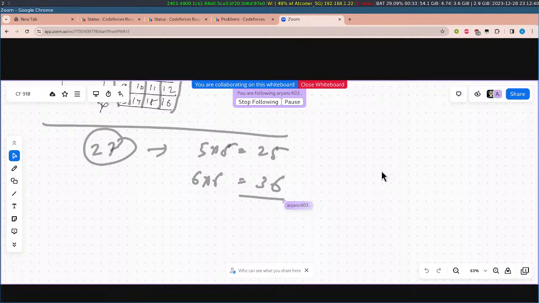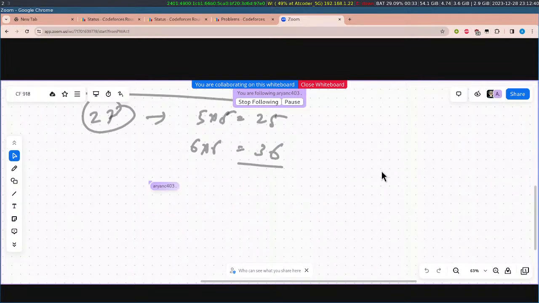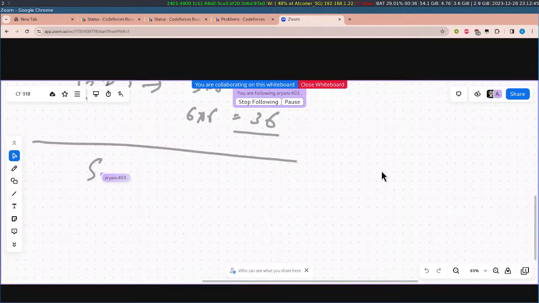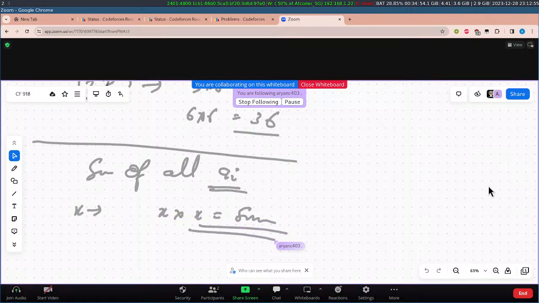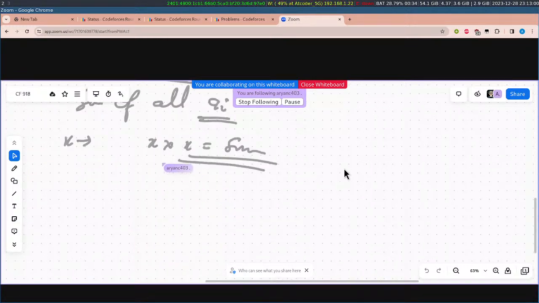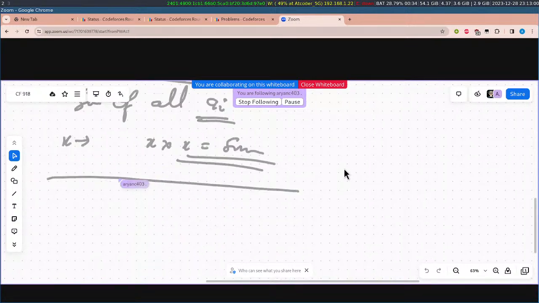So what we need is: first we take the sum of all a_i, then we need to check if there exists an integer x such that x into x is equal to the sum. The easiest way to do it would be to use the built-in C++ function.